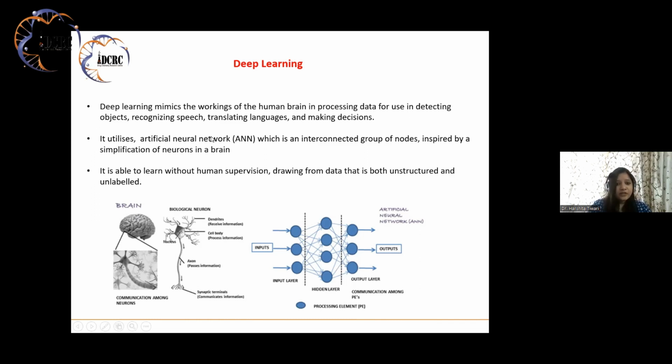Similarly, the artificial neural networks or deep learning methods consist of several input layers, which we call neurons, which interact with each other and provide the output. This kind of structure is known as the artificial neural network. It is able to learn without human supervision, drawing from data that is both unstructured and unlabeled.